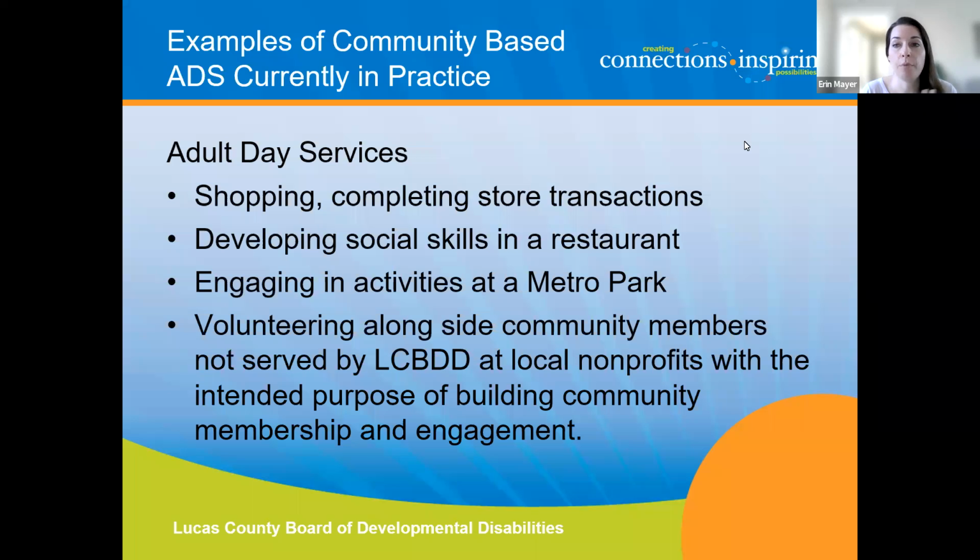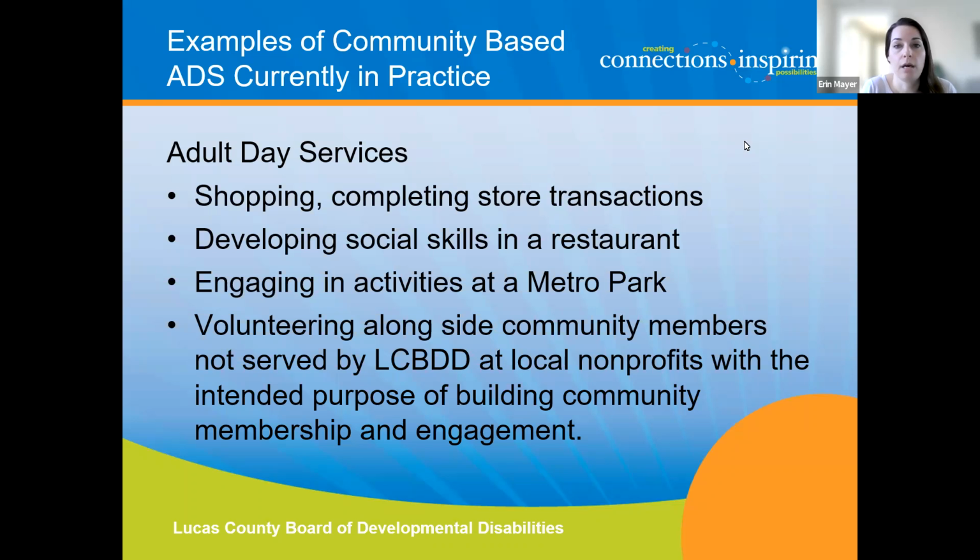I have volunteering on both slides. That's a huge one that comes up. And again, I want to say that we're looking at what is the intent of the service. So if they are volunteering to give back to their community, to engage with their community, to build those relationships, that is an adult day services community integrated service.